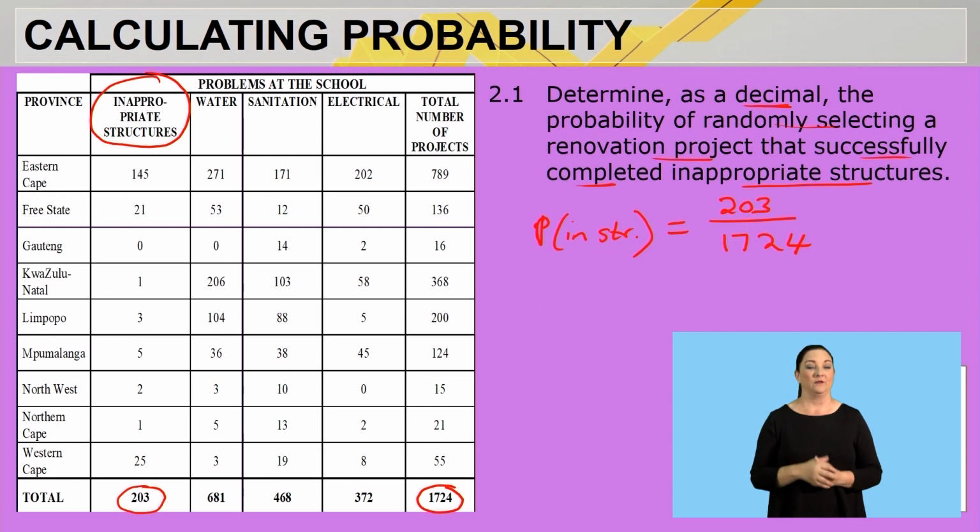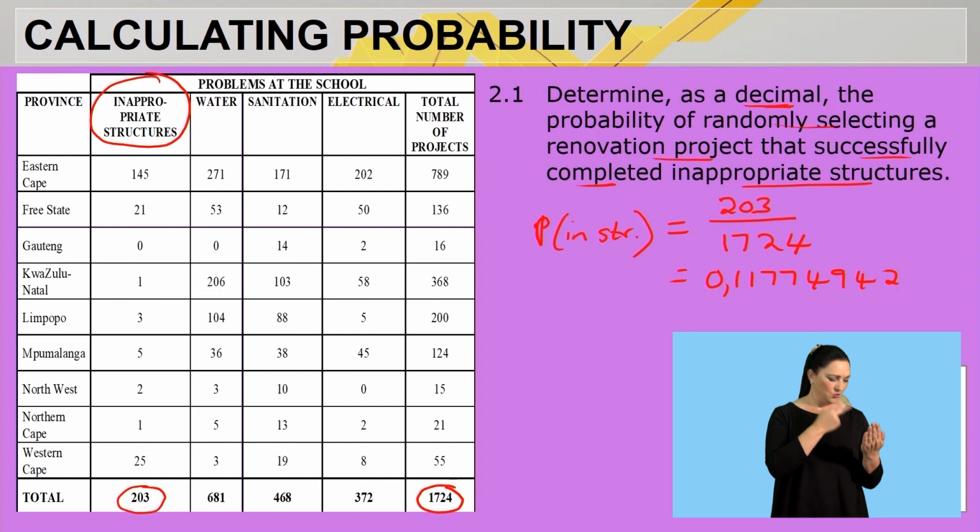There's one last thing that I need to do. I need to write my final answer as a decimal. So I will go now and type in 203 divided by 1,724. So as a decimal, this will give me an answer of 0,11774942. All right, let me double check my answer. 0,11774942. So that is the probability of selecting a renovation project that successfully completed inappropriate structures. Right, okay, let's now move on to our next question.